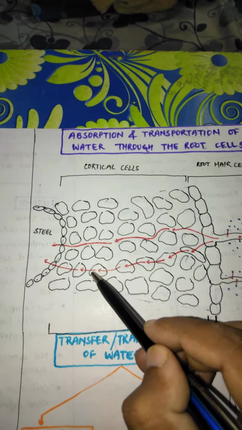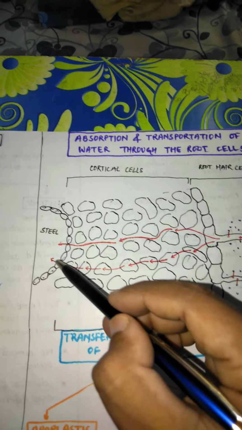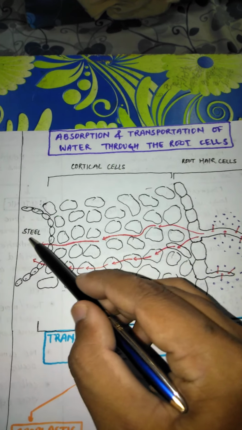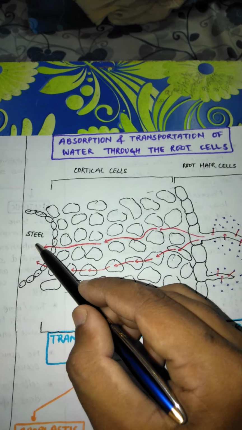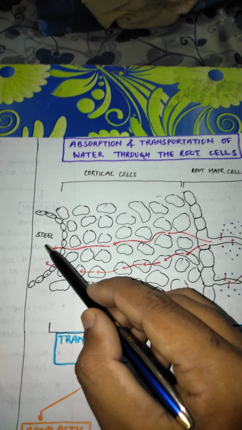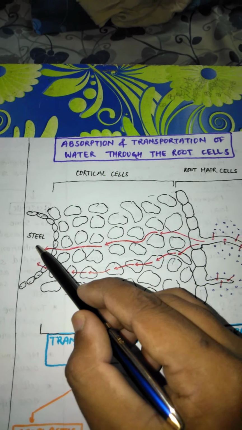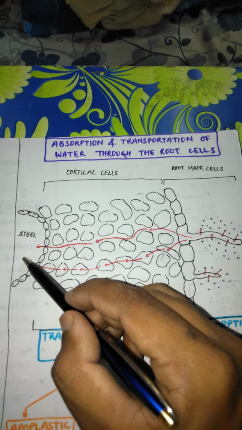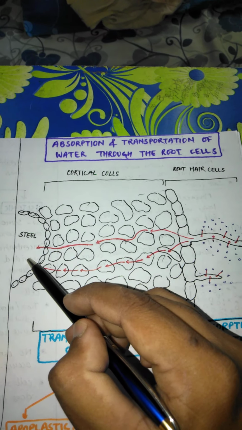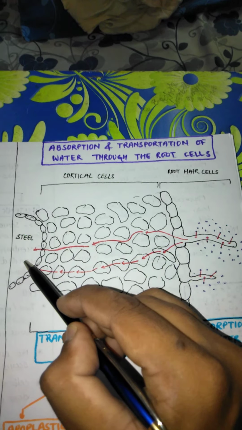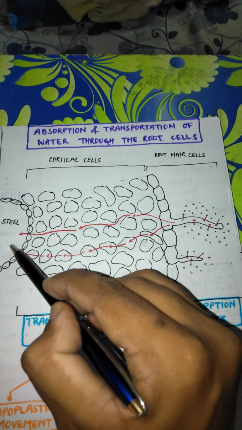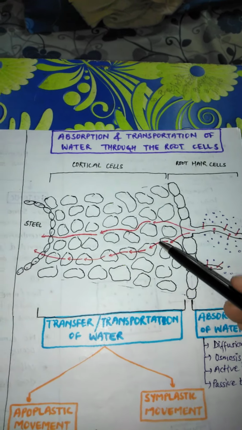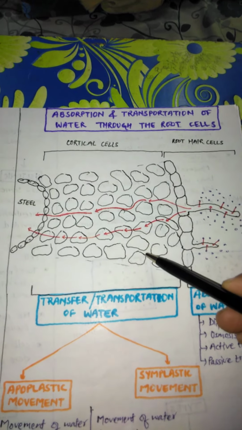After both pathways, the water molecules enter the central portion, known as the stele. Inside the stele, water conducting tissue like xylem and food conducting tissue like phloem are present. The water is transported in the upward direction by the water conducting tissue, the xylem. So this is the complete pathway for the absorption and transportation of water through the root hair cells and the other cells in the roots.